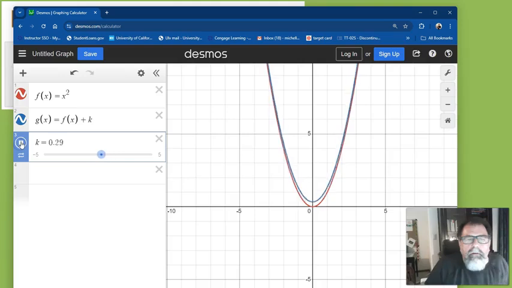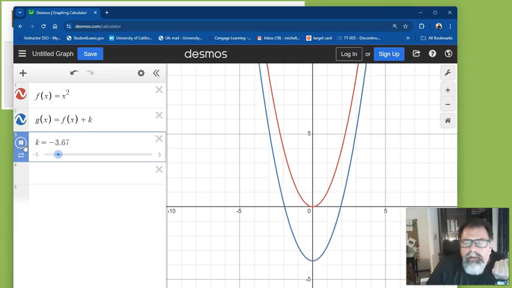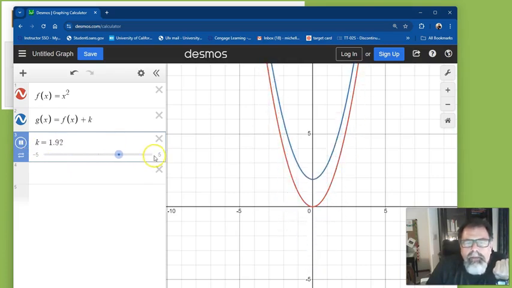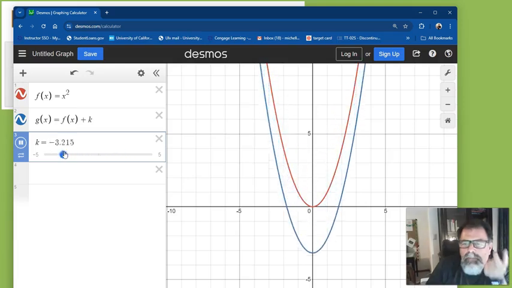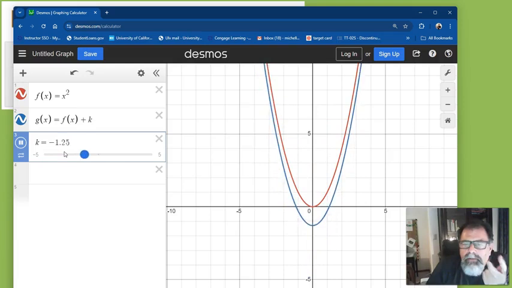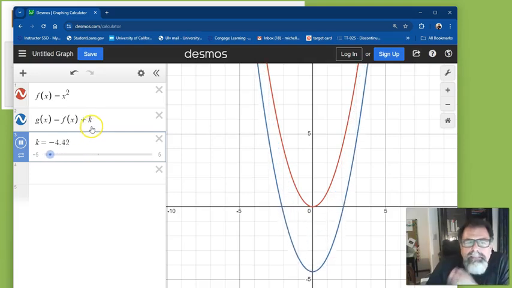Basically, if I go to negative 2.46, you can see it's the exact same shape, but you're taking the parabola and shifting it down 2.46 units. So if it's positive, it goes up, and if negative, it goes down. The graph is not changing shape at all. It's the same parabola, just shifted up or down depending on whether k is positive or negative, and you do it by exactly k units.